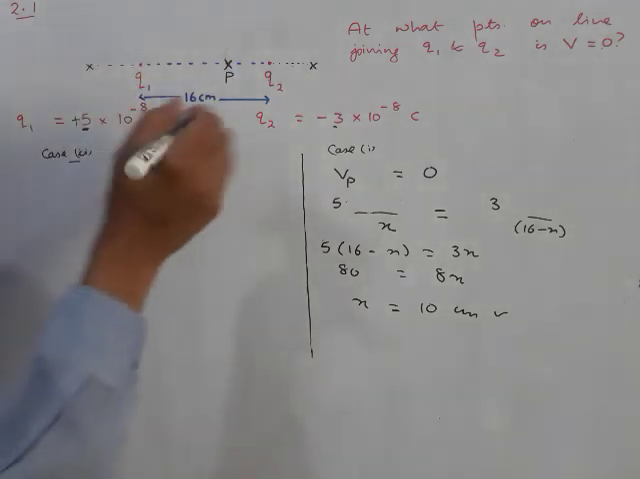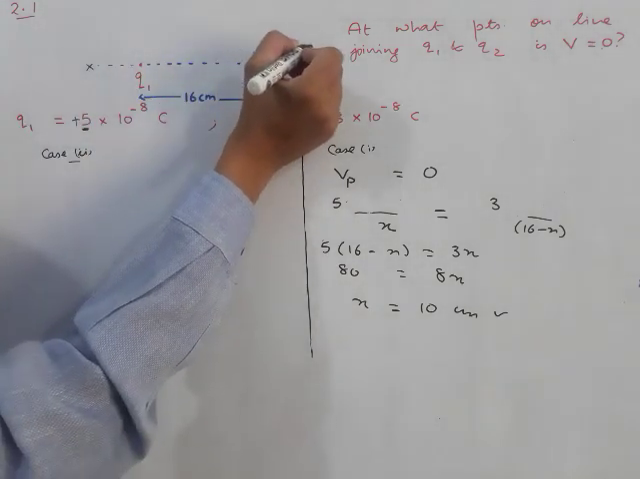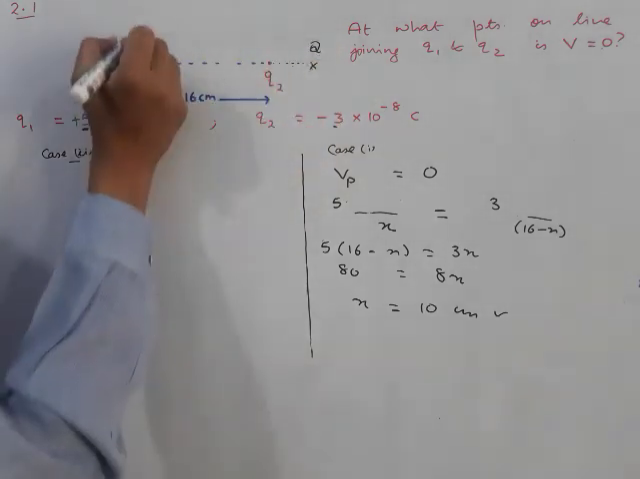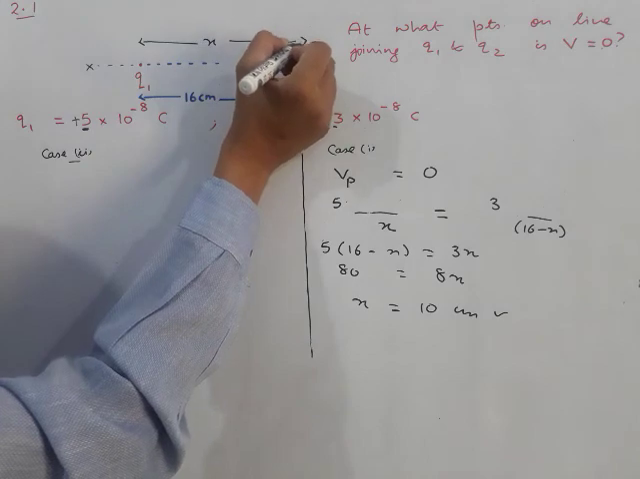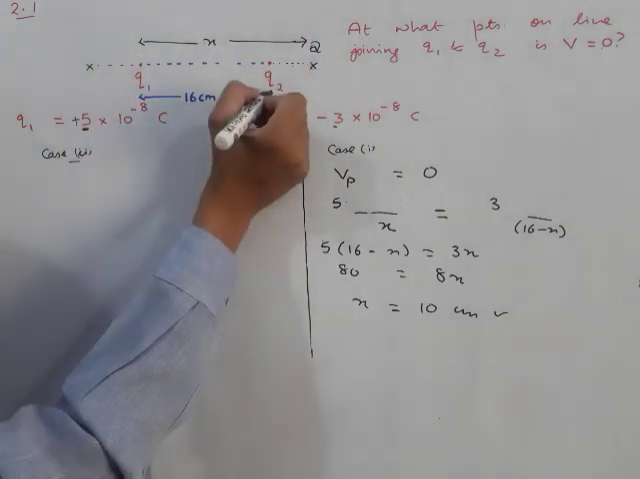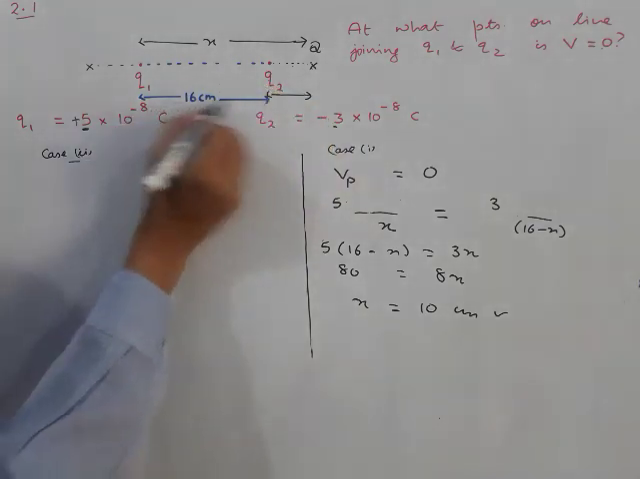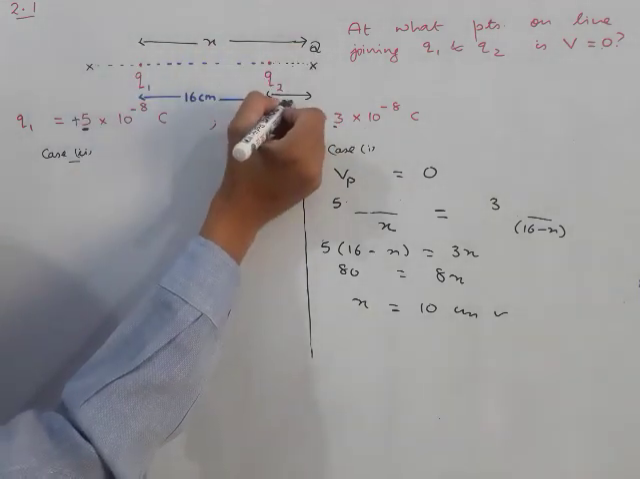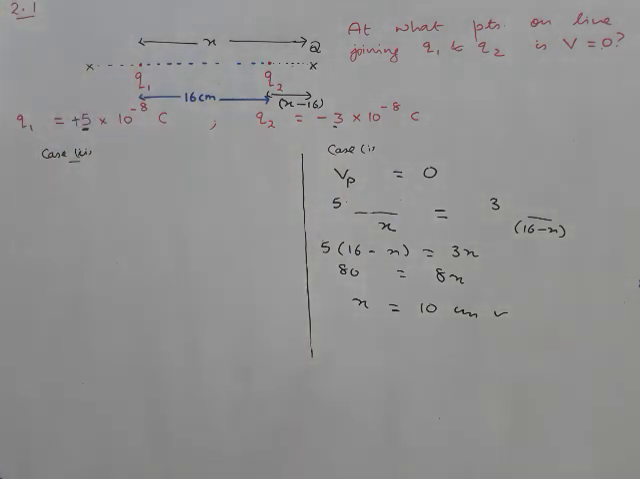So case 2: the point, suppose it lies to the right of Q2, and this point I will call Q. Let its distance from Q1 be x. Then what will be this distance? This is 16, this is x, so this will become x minus 16. Am I clear to everybody?